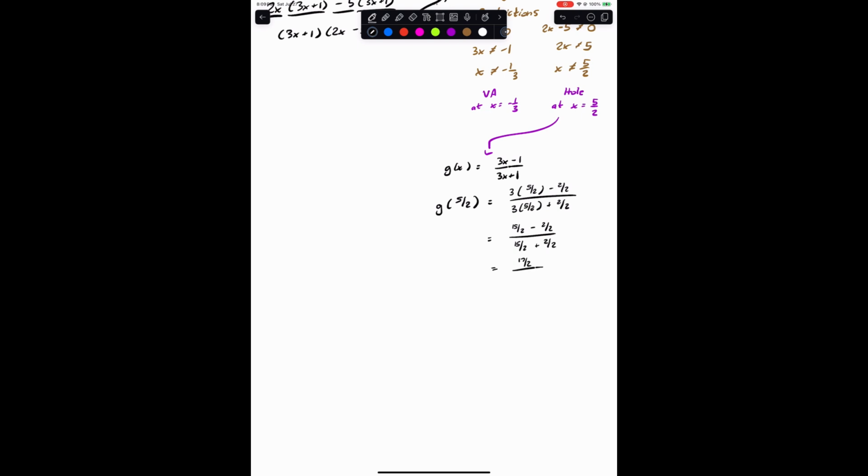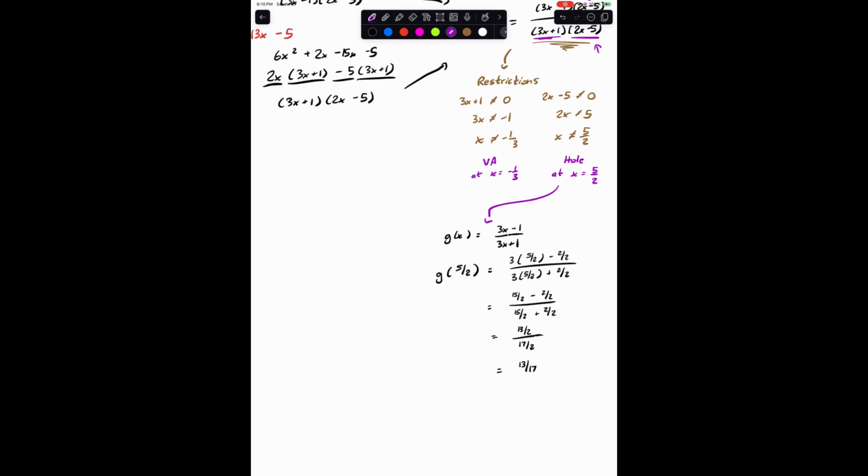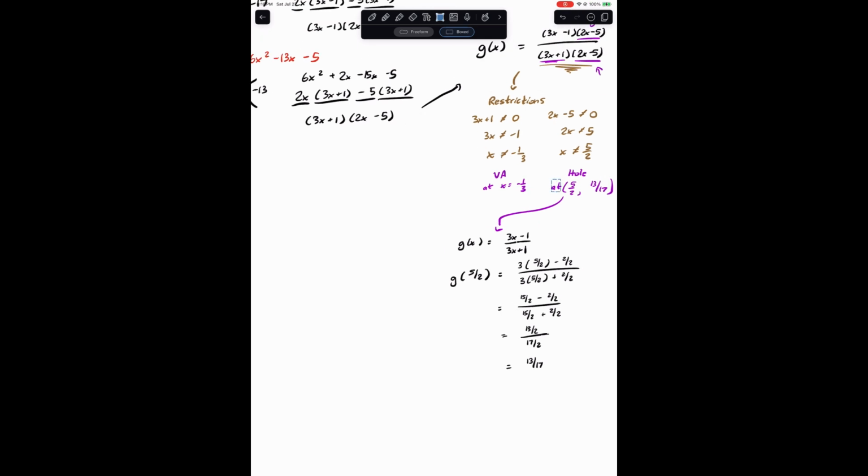We get 13 halves over 17 halves. Wait, hold up. 13 over 17. Okay. Multiply top and bottom by 2, you get 13 over 17. So my hole is actually 5 halves, comma, 13 over 17. Move it up there. Beautiful.